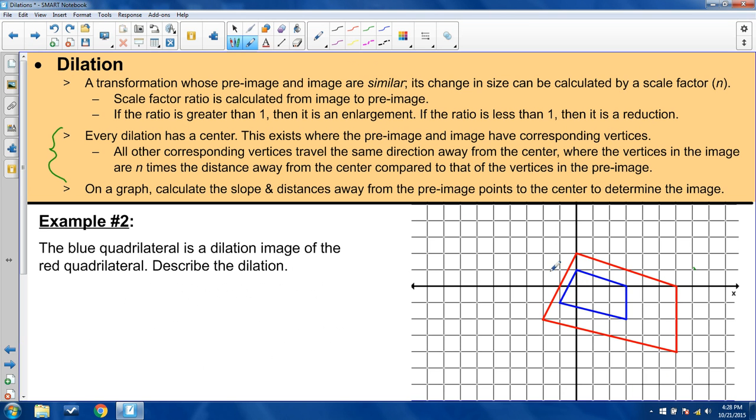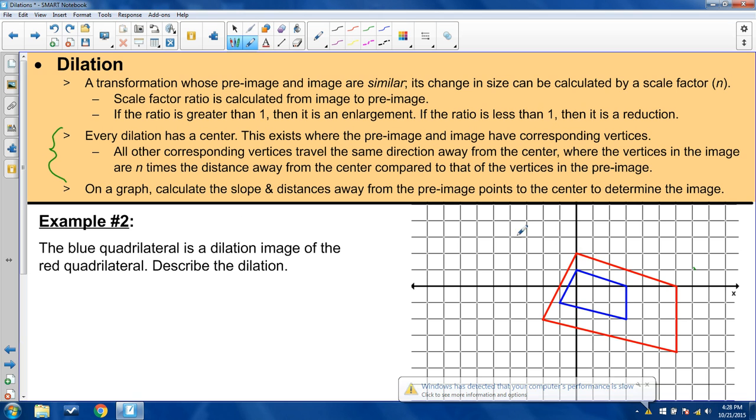Now here in this example, the center of dilation will be the place that did not move after the enlargement or reduction. All other corresponding vertices travel the same direction away from the center, where the vertices in the image are n times the distance away from the center, compared to that of the vertices in the pre-image. What does that mean? Well, let's also figure this out. On a graph, calculate the slope and distances away from the pre-image points to the center to determine the image. Whew. All right, here we go.